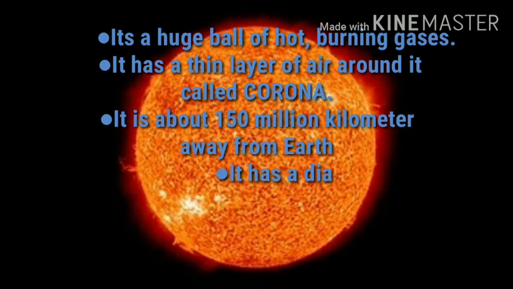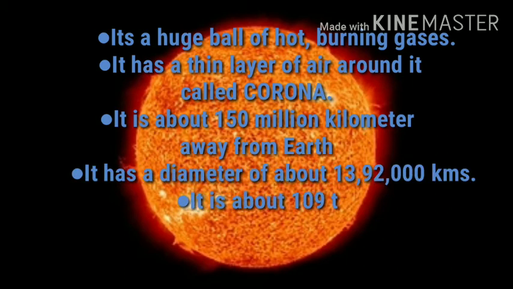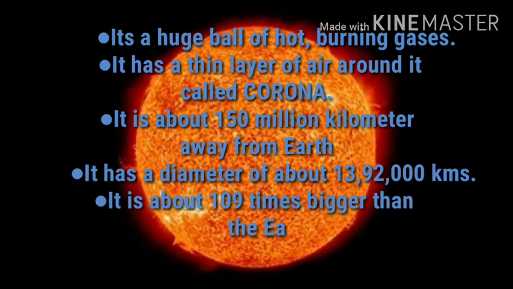It has a diameter of about 13 lakh 92,000 kilometers, and it is about 109 times bigger than the earth's diameter. These are all basic information about the sun, and you know that the sun is the nearest star to the earth. That's why its distance from the earth is 150 million kilometers.